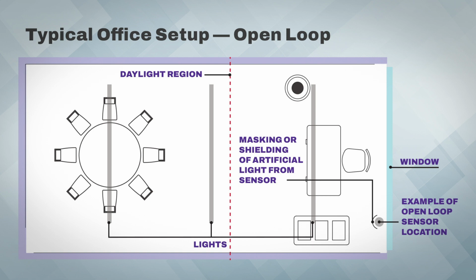Here is a graphical layout of a small office that utilizes open-loop control for daylight harvesting. We have the daylighting region near the window, and a daylighting sensor that is installed next to and facing the window, so that it only measures the natural light influence and not the artificial lighting. Often additional shielding or masking of the sensor is needed to ensure that artificial light is not being measured.